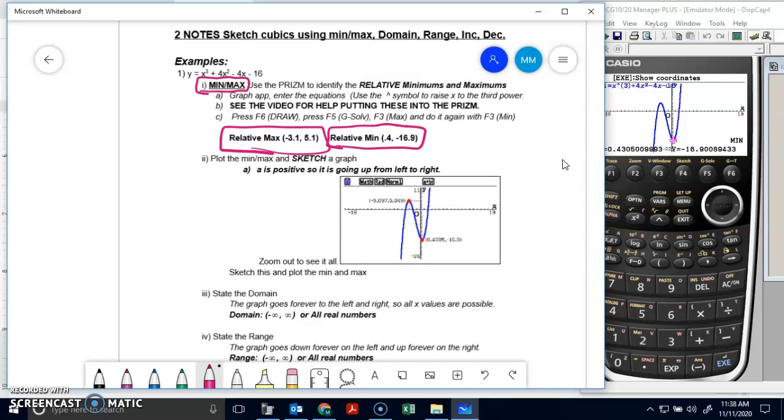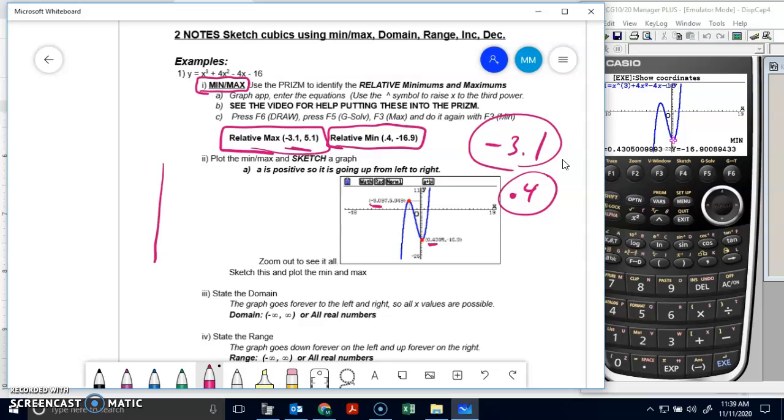They're called relative because this point is not the maximum. It's not the highest point in the graph. The highest point in the graph is infinity, because this graph goes forever. But it is a relative max, which means it's the maximum for that relative area. And this is the minimum for that relative area. Okay? So those are the two key points that you need. Really, the only numbers we need from those are the x values. Negative 3.1 and 0.4 are the key numbers, the x values from those points.